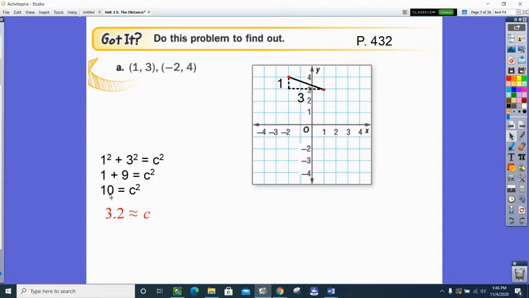Add those together, equals 10. That equals the hypotenuse squared. So no, the answer is not 10. Remember that we need to take the square root of 10, and it's about 3.2 units. So don't forget to substitute, square, add, and take the square root. And that's how we can find the distance between 2 points when we have a piece of graph paper, and we can do that and see the picture.